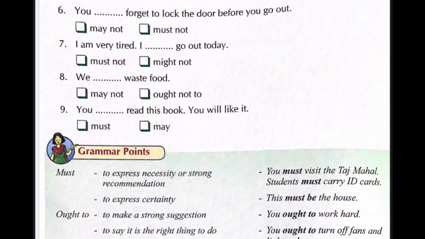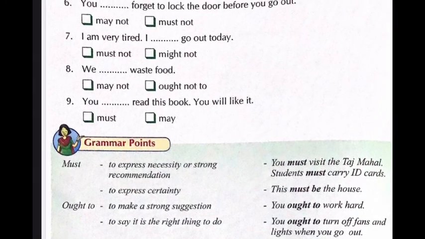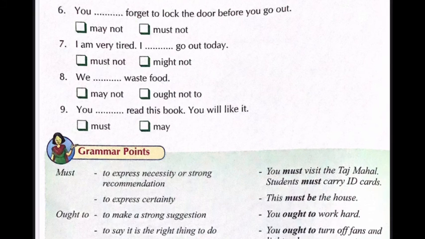Okay, so may is used to ask permission. You know that to give permission, to ask permission, we use may. Like may I go out means asking permission. You may go means giving permission. To suggest that something is possible, we use may. And something that has a small possibility, we use might. And something that has greater possibility, we use may.